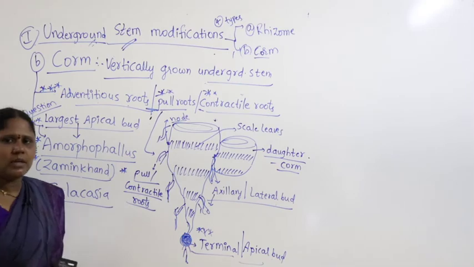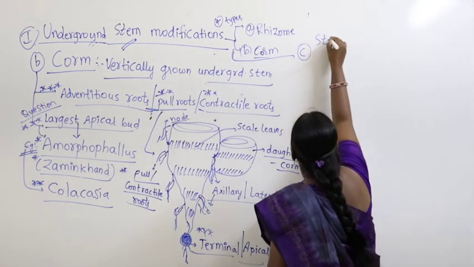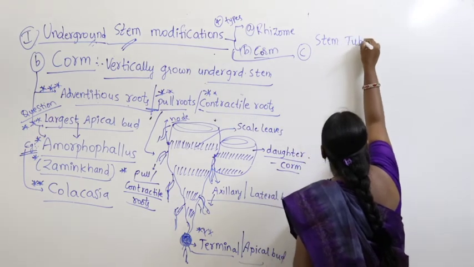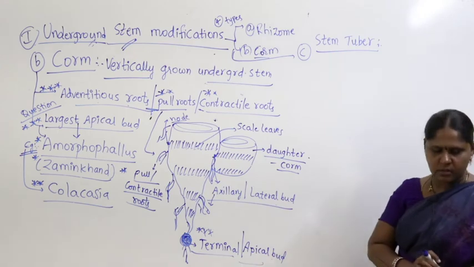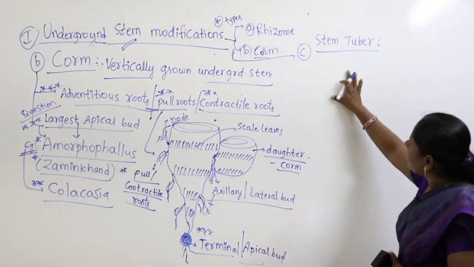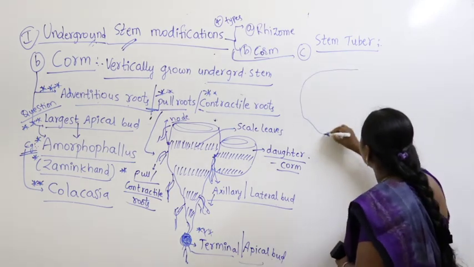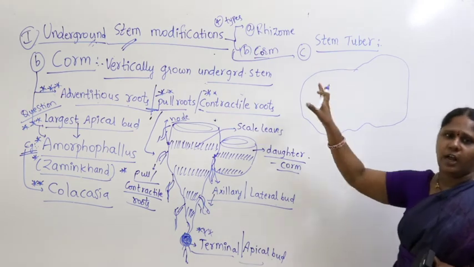Now let us go to the next category. What is the next category we can take? Stem tuber. So what do you find in stem tuber? I will give you the diagram first, because for most of them, it is a favorite one. What am I drawing? Potato.